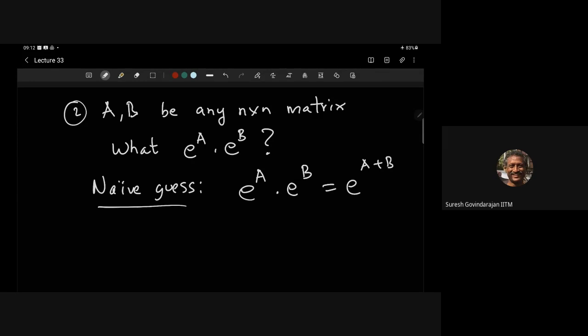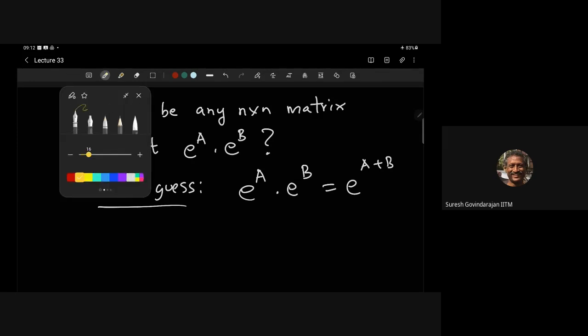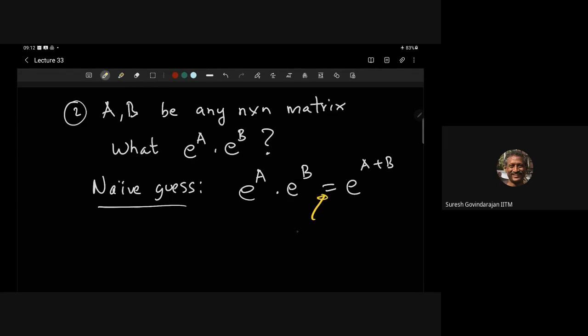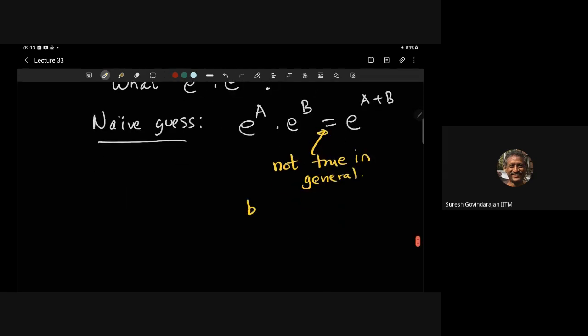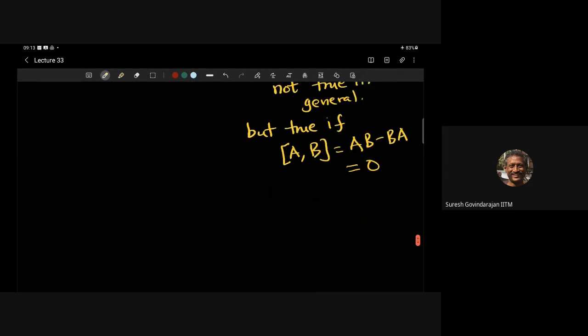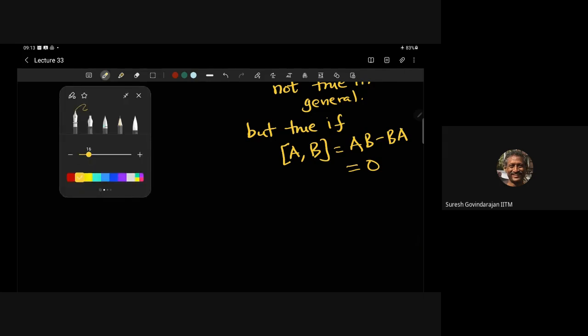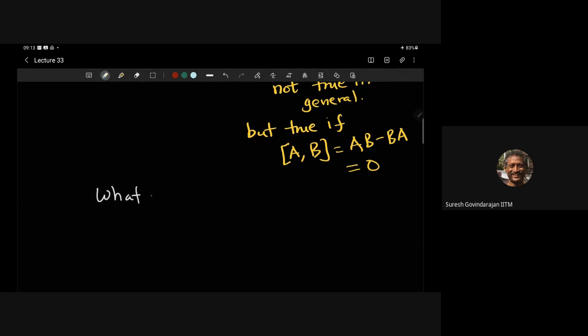And this is not true, but true if A and B commute. That means the commutator of A and B, you know this, right, is equal to 0. If A and B commute is what we would say. Is this point clear? So what is the correct formula?